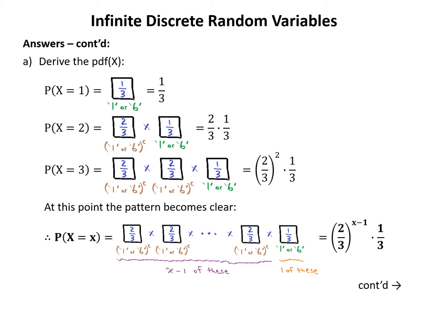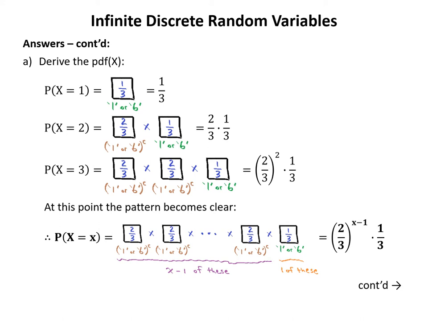So the next value we look at is x equals 2. And if x equals 2, we would have two boxes. And now remember, this experiment always ends with either a 1 or a 6. So it'll always end with a probability of 1/3. So we'll have obviously a 2/3. In other words, we don't get a 1 or a 6 for the first roll. And then on the second, we get a 1 or a 6. So the answer would be 2/3 times 1/3.